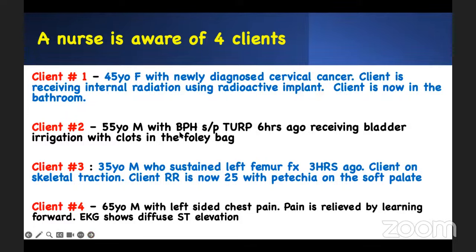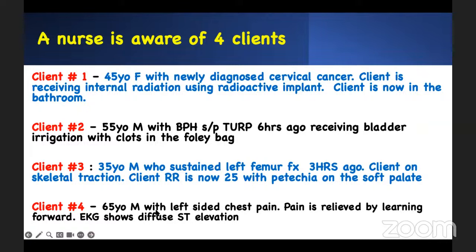A 55-year-old male with BPH, just had a TURP, transurethral resection of the prostate, 6 hours ago, is receiving bladder irrigation with clots in the Foley bag. Are you worried about this patient? A 35-year-old male who sustained a left femur fracture 3 hours ago. Client on skeletal traction. Client respiratory rate is now 25 with petechiae on the soft palate. Are you concerned about this patient?